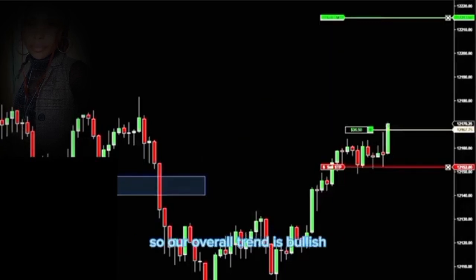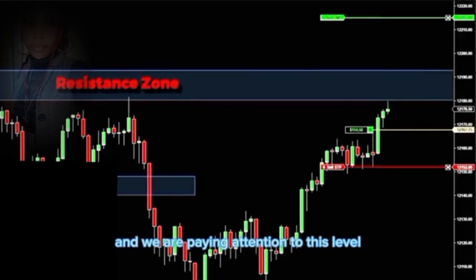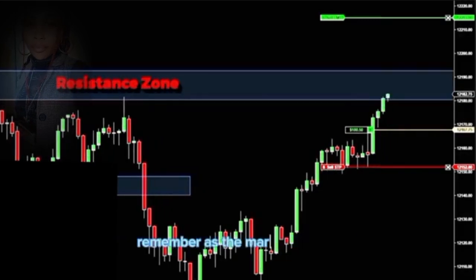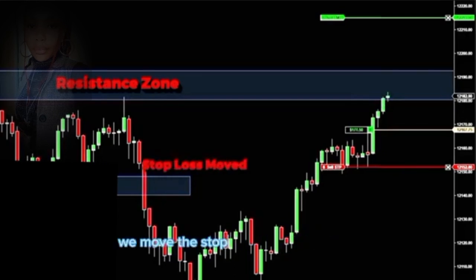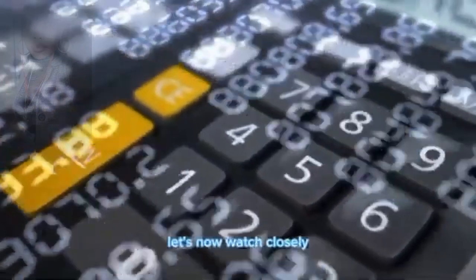So our overall trend is bullish, keep that in mind. So this is our key level and we are paying attention to this level. Remember, as the market is rising, we move the stop losses to break even. Let's now watch closely the significance of market context.